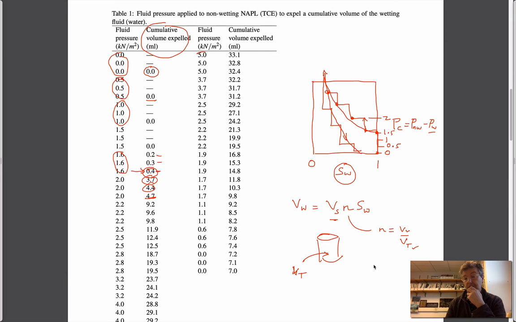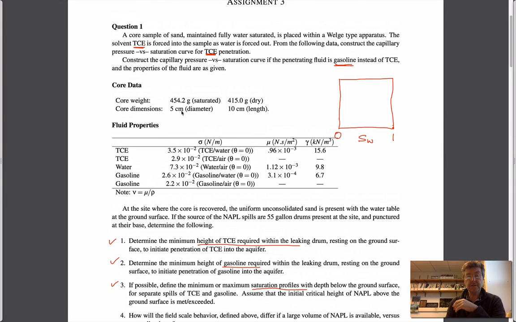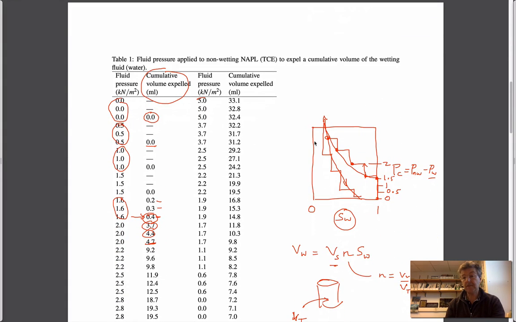So the volume of voids, when it's 100% saturated at the beginning of the experiment, is given by the weight of the core saturated minus the weight of the core dry. The difference between these must be the mass of the water. If you know the density of water, you can calculate the volume of water, which is the last part you need to get the porosity from the volume of water over the volume total. So you're able to get a saturation from the volume of water. Once you have the saturations, then you're able to get everything to be able to complete this graph for TCE.